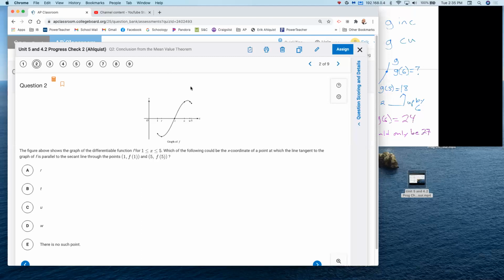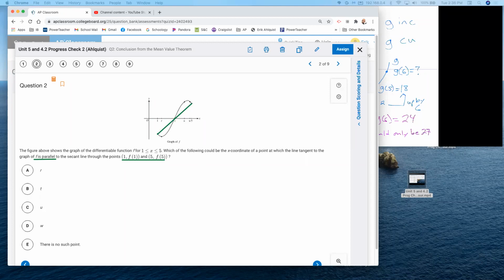Okay, so let's look at 2 first, and 2 I'm going to do just using the annotation. So this kind of goes off of what you're supposed to do with the mean value theorem. If you look at this, and we look at the secant line between 1, f of 1, and 5, f of 5, that would be that line right there. Okay, so that's the secant line. That's this part right here that we're being asked to look at. And we're supposed to figure out when we're dealing with parallel values.